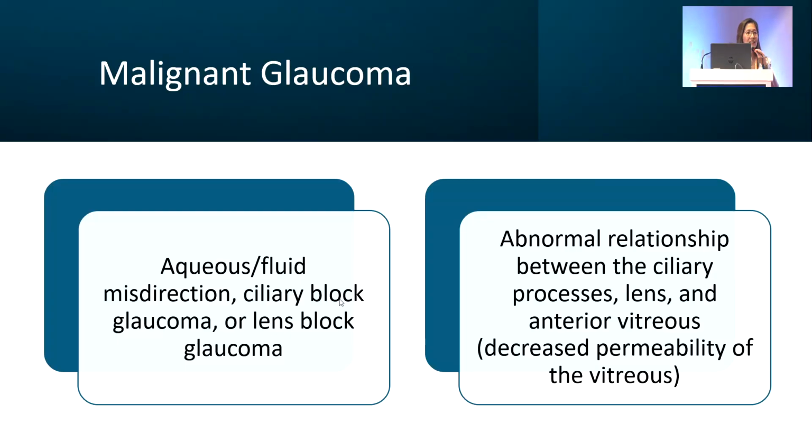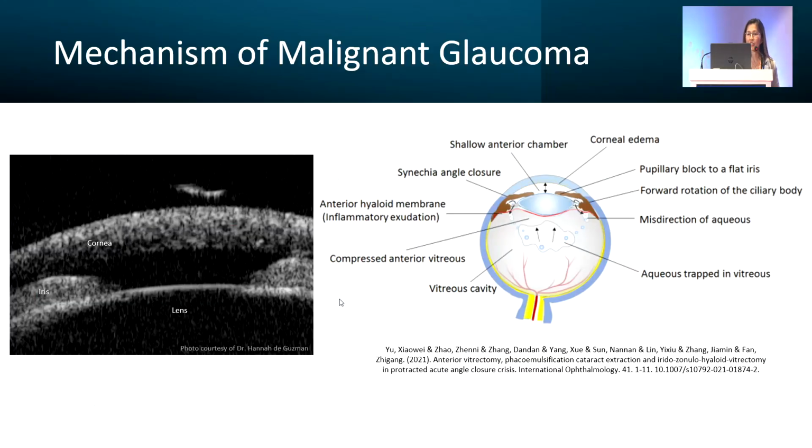Okay, so malignant glaucoma has been called several names, including aqueous misdirection, ciliary body block, among others. It is due to an abnormal relationship between the ciliary body, the lens, and the anterior vitreous. The exact mechanism is still unclear, but it can be multifactorial.